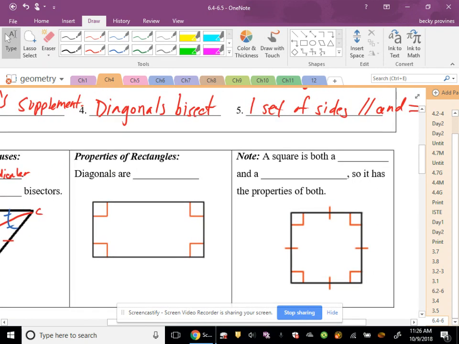Now, when you have a rectangle, let's draw in these diagonals. Now, do they look the same length now? And hopefully you're saying yes. AC is the same length. It is congruent to BD. So the diagonals are congruent. They are not perpendicular, though, here in the middle. So the only thing you need to remember is that they are the same length.